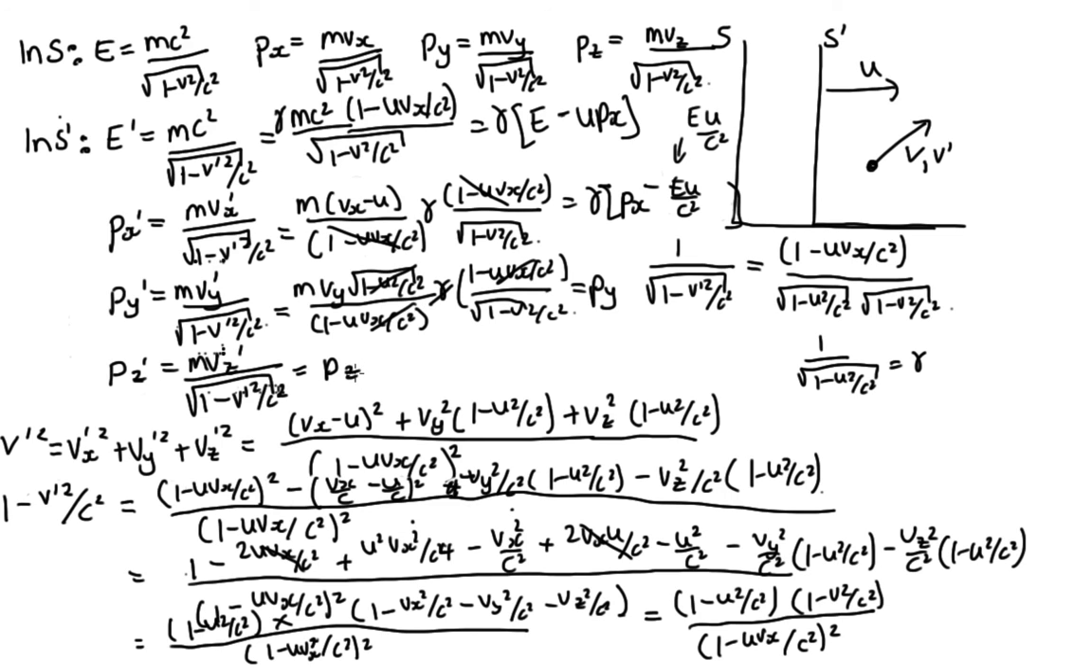So we've now come up with our expressions. We can now answer this question, but let's just write the expressions up here and then we can clear the screen to answer our actual question. So we've got E prime is equal to gamma (E minus u px), and we've got px prime is equal to gamma (px minus Eu on c squared).